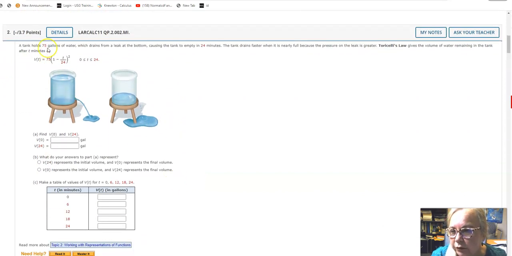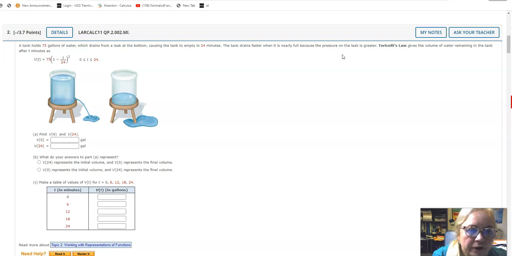Say a tank holds 75 gallons of water which drains from a leak at the bottom, causing the tank to empty in 24 minutes. So understand the word problem. Not all of them will be word problems, just maybe 1/4 of this whole material. The tank drains faster when it's nearly full because the pressure on the leak is greater.